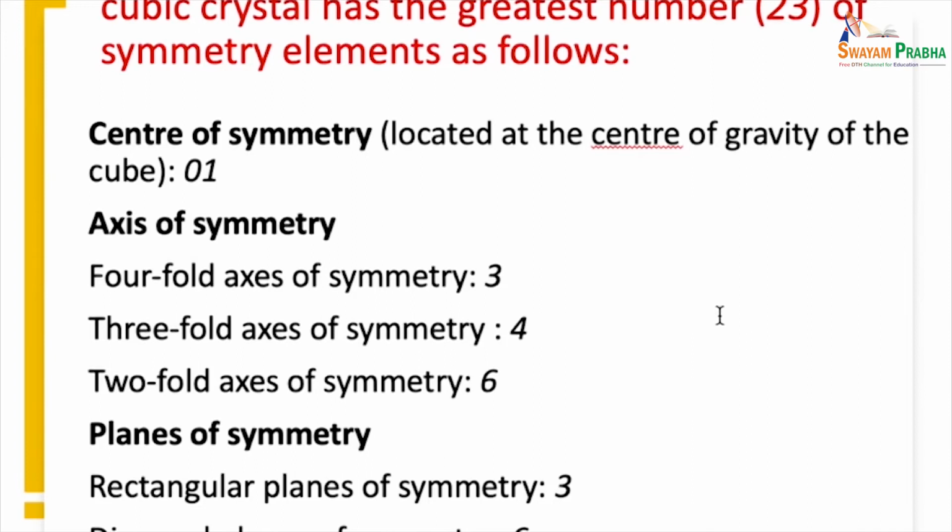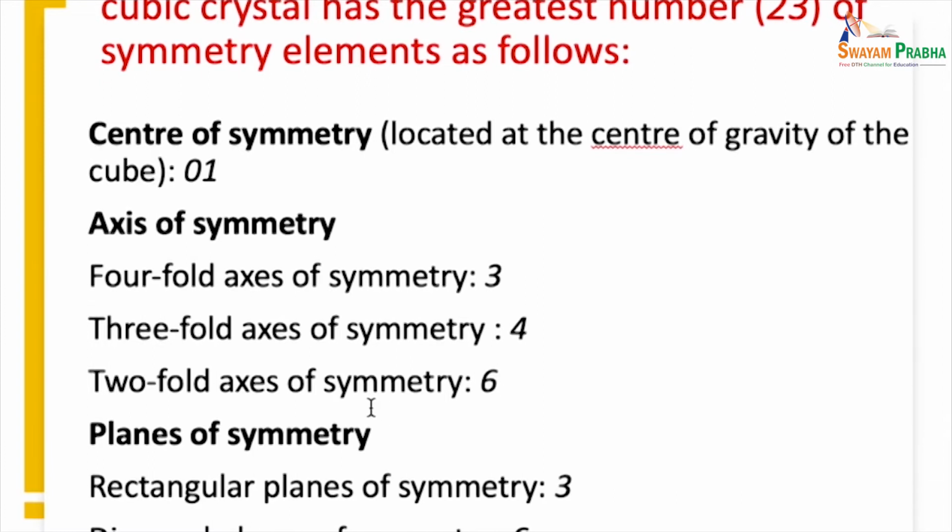Now let's look at the summary of what we have studied about the cubical crystal. So we've said that there is a center of symmetry, axes of symmetry, and planes of symmetry in the cubical crystal. How many centers of symmetry are possible? Only one. How many axes of symmetry were there? There were 13, which were 3 fourfold axes of symmetry, 4 threefold axes of symmetry, 6 twofold axes of symmetry.